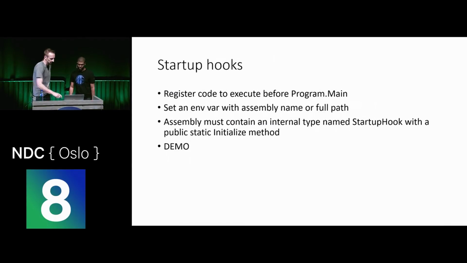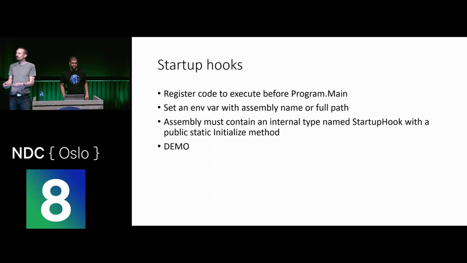All right, sweet. Startup hooks. This gives you the ability to register code that will run before the application's Program Main. So think about ways that might be useful for you. You do it by setting an environment variable when the application is booting, or just before the application is booting, with the path or name of an assembly for the runtime to go and find. It'll then look inside that assembly for a type with a specific shape. It's all pattern matching kind of magic. And then it will call that method and run that before Program Main.